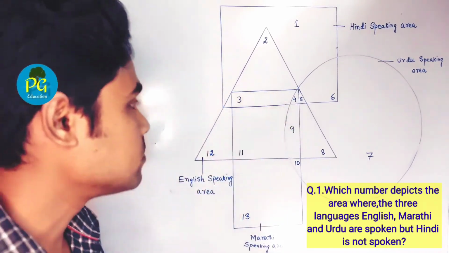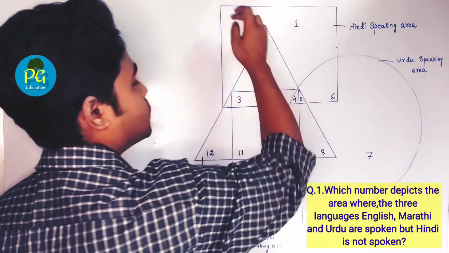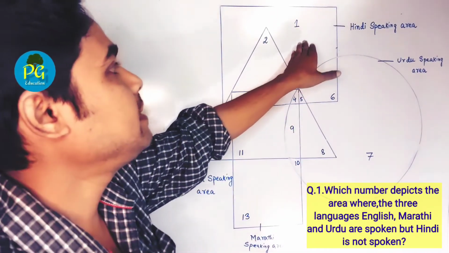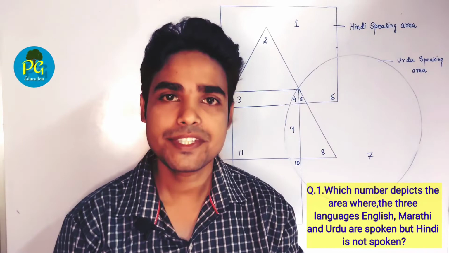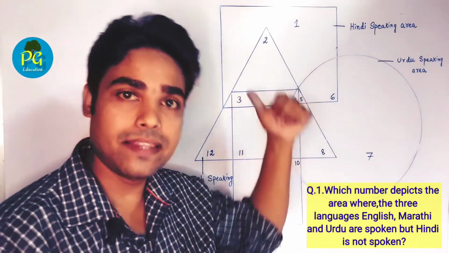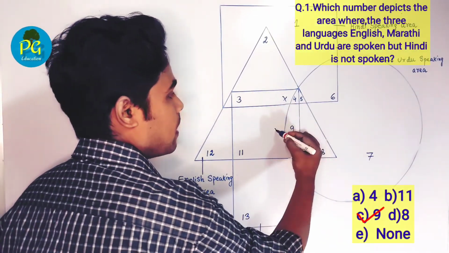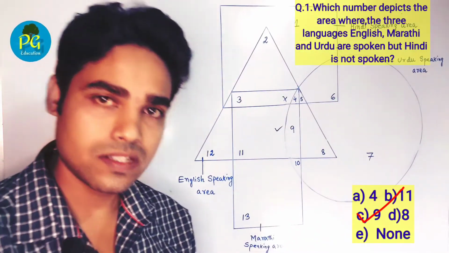Why? Because 4 is included in the square also, that means in the Hindi speaking area, but the question is to find out the region except Hindi. That's why 4 is not the answer, 9 is the answer. Understood?